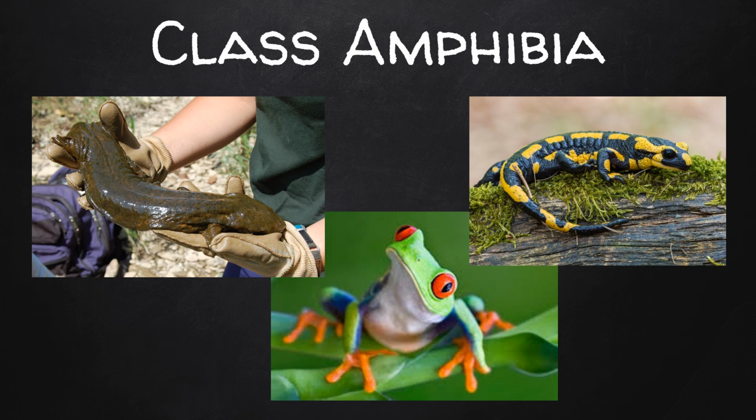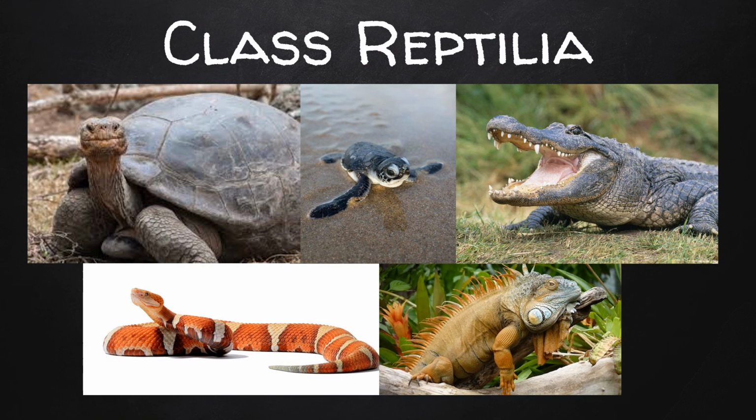Amphibia include animals with thin, moist skin. Their larvae live in aquatic environments, but the adults can be aquatic or terrestrial. Frogs, toads, and salamanders are all amphibians. Class Reptilia is made of animals with dry, scaly skin. These include turtles and tortoises, crocs and gators, lizards and snakes.